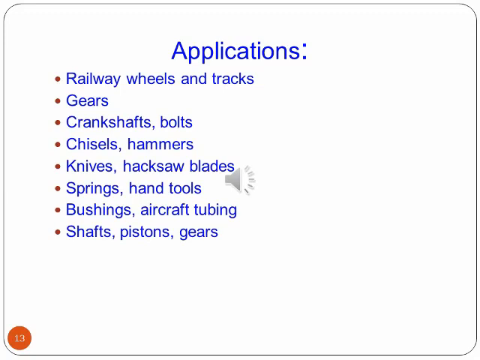So applications, they are used in railway wheels and tracks, they are used in manufacturing of gears, engine parts like crankshafts, bolts, chisels, hammers, knives, hacksaw blades, springs, hand tools, bushings, aircraft tubings and other engine parts like shafts, pistons, gears, etc. So these are the applications of the medium carbon steel.